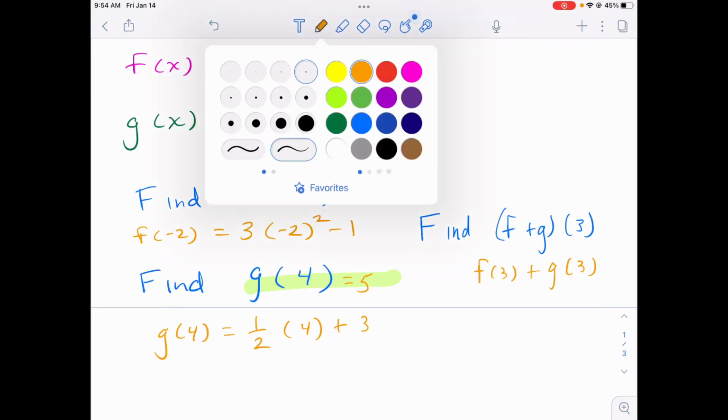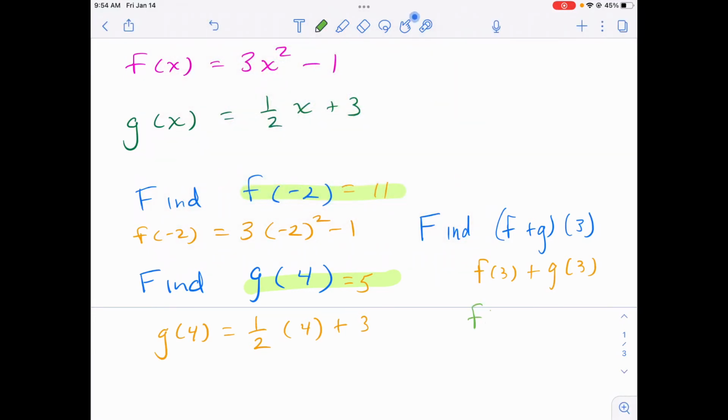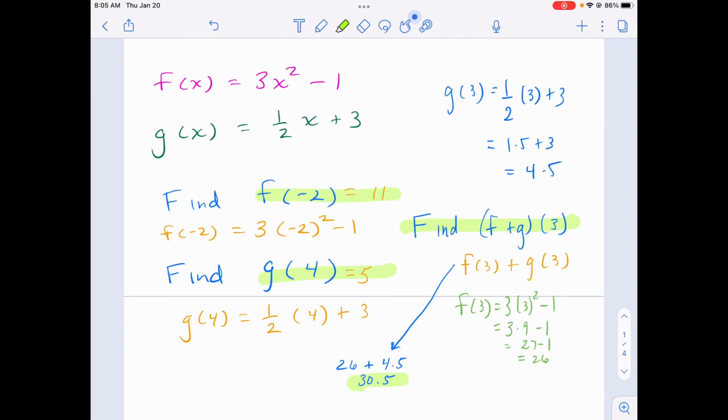Completely separate, f of 3 looks like 3 times 3 squared minus 1. Find that result: 3 times 9 minus 1. 27 minus 1 is 26. Then when I replace f of 3 with 26 and g of 3 with 4.5, I'll add those two results together and I get 30.5 as my f plus g of 3.